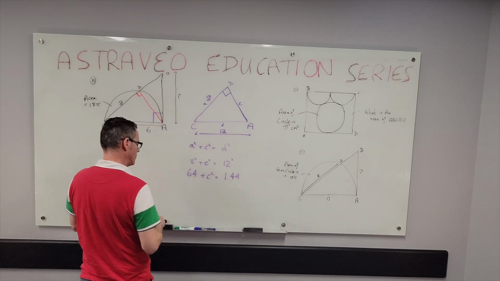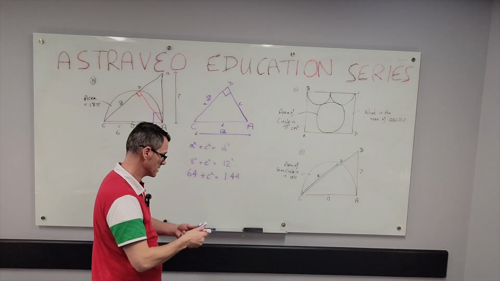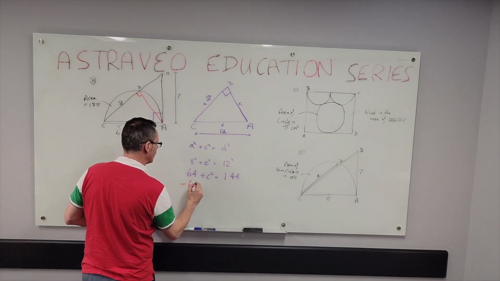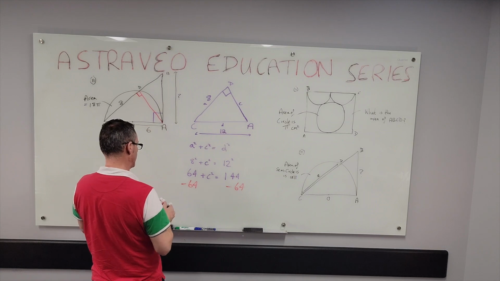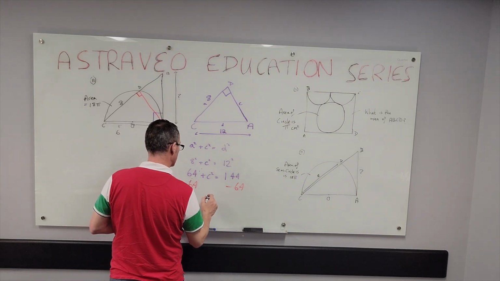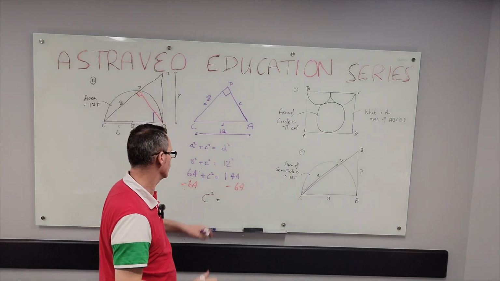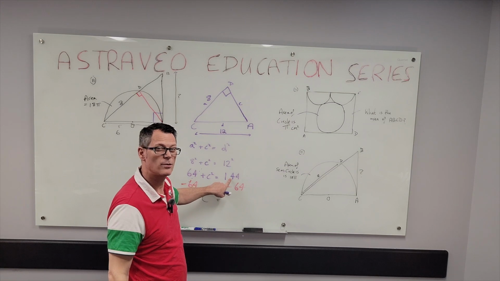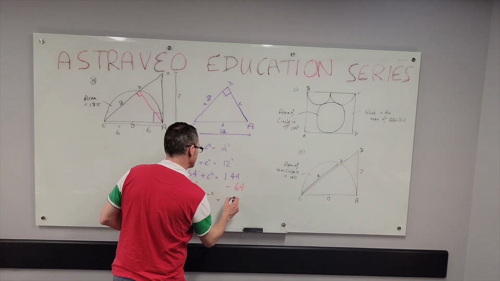Okay, again, we've only got one equation, but one unknown. We're going to be able to do this. Let's subtract 64 from both sides. And we are left with, that goes to 0, we are left with c squared equals 144 minus 64. Well, 144 minus 4 is 140. 140 minus 60 is 80. Okay.